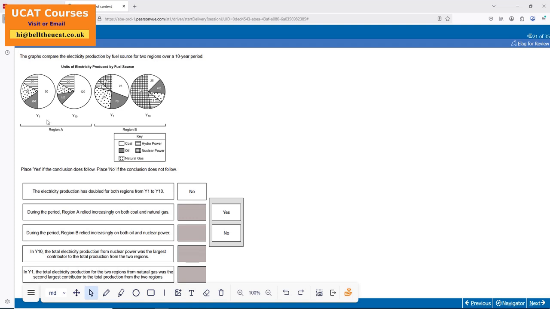Region A relied increasingly on white and stripes. White and the stripes. No. Region B relied on grey and the stripe. Relied increasingly means a higher percentage. Which one is a higher percentage?